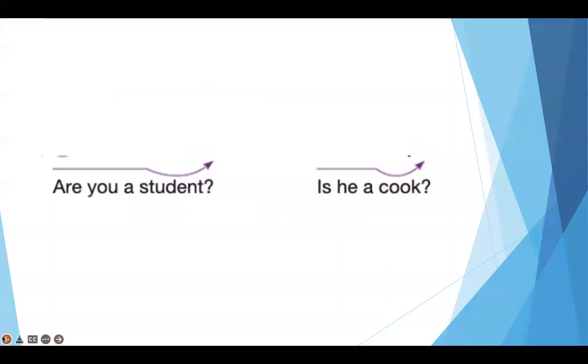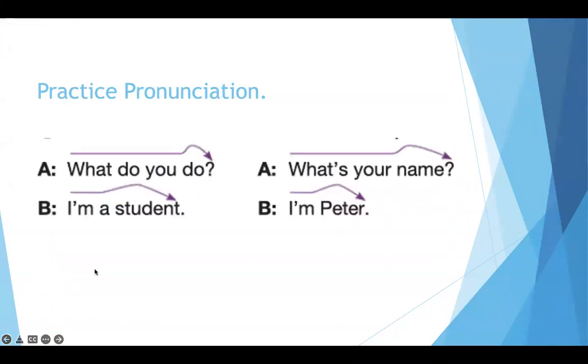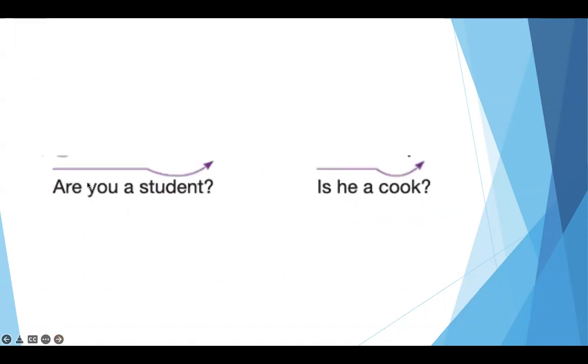All right, so notice for these first 4 examples, the pitch goes down at the end of the sentence. Now we're going to see 2 examples where the pitch goes up at the end of the sentence. Are you a student? Is he a cook? I'll say them one more time and you can repeat after me. Are you a student? Is he a cook?